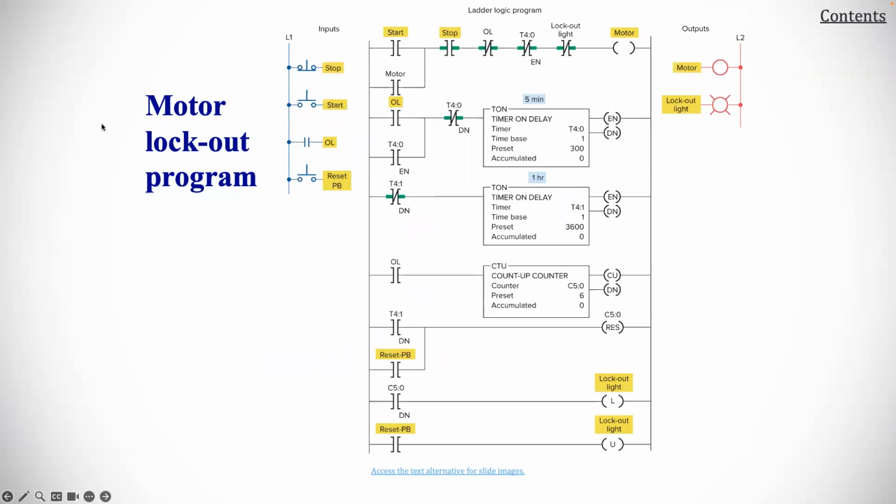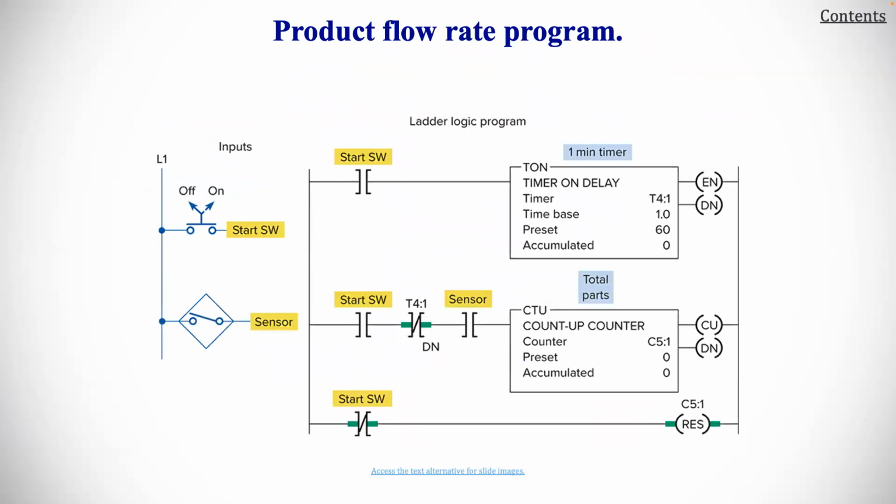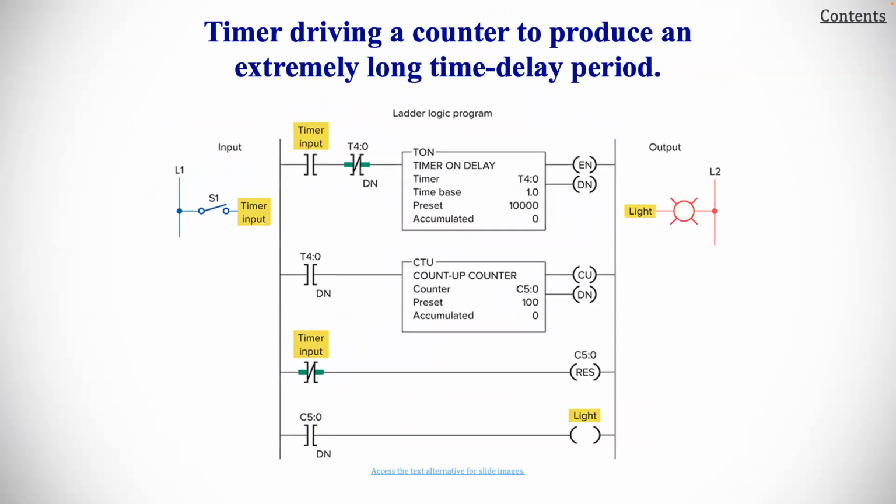Here we have a motor lockout program. So we can see a combination of things that we've already talked about, putting that together for a practical application. Next, we have a product flow rate program. This is what that would look like. So you can feel free to take a look at that in more detail.